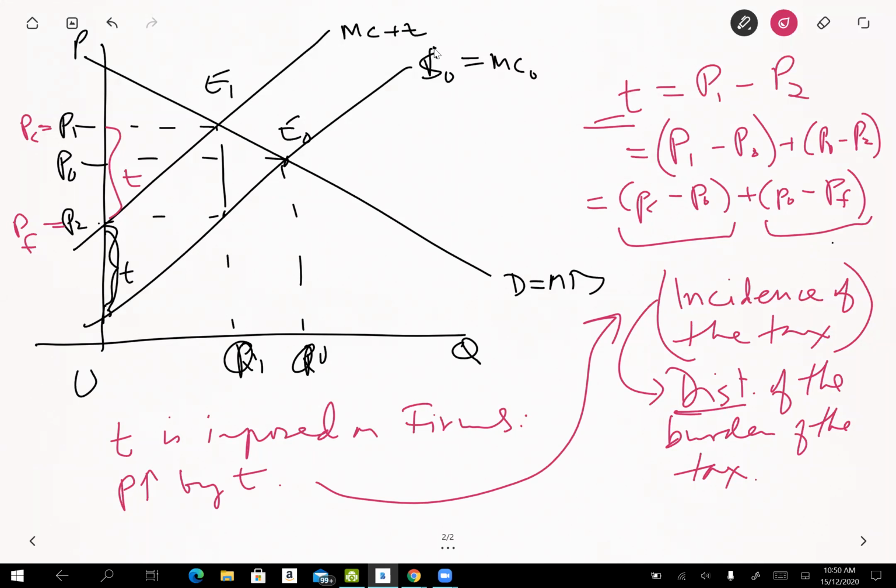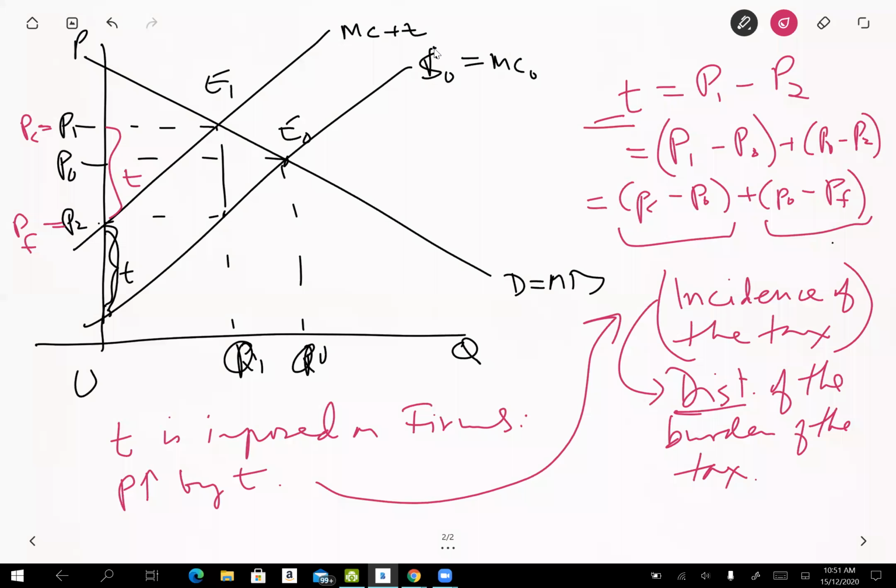Look at the diagram. You know PC, okay? That's the price that we pay. And then you know the PF, that is the price the firm will get. So, what can you say about the incidence of the tax? Both will bear the burden, sir. Both. What do you mean both? The firm also needs to pay for the tax and also the customer.